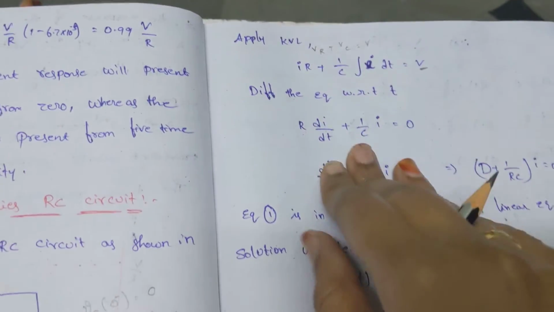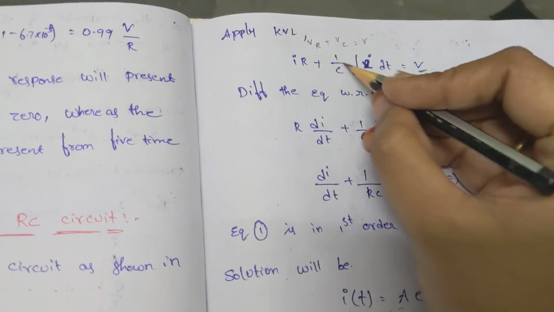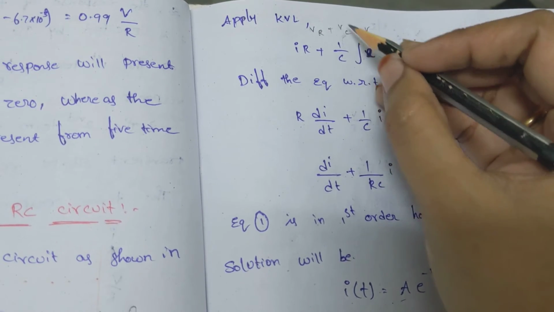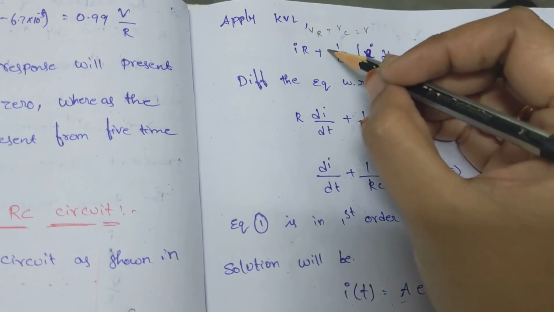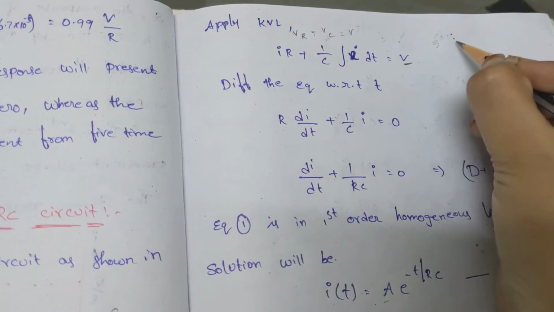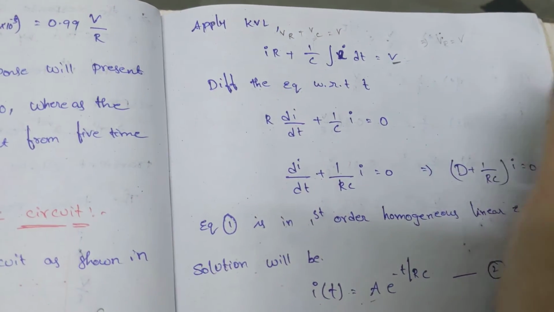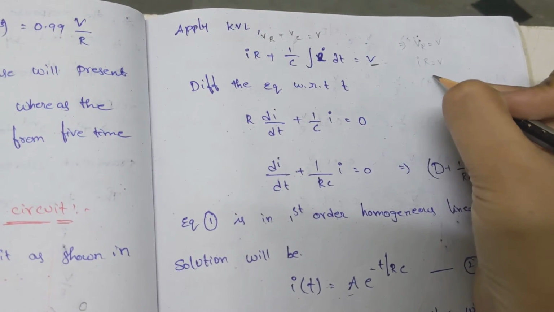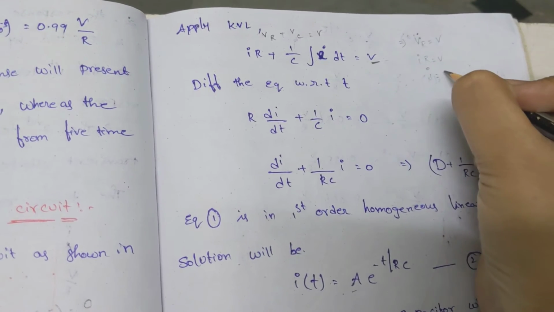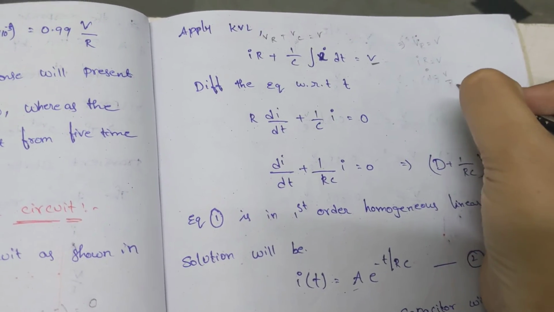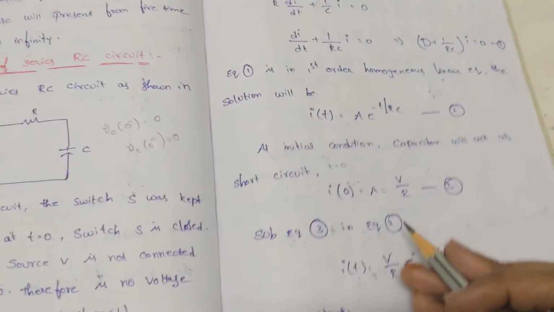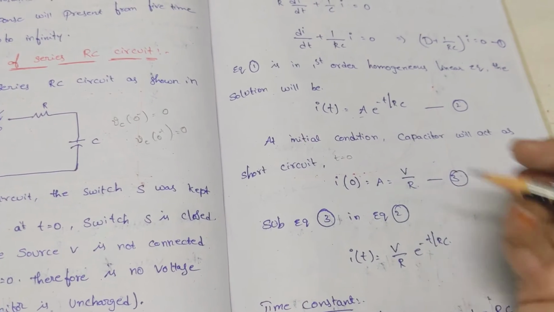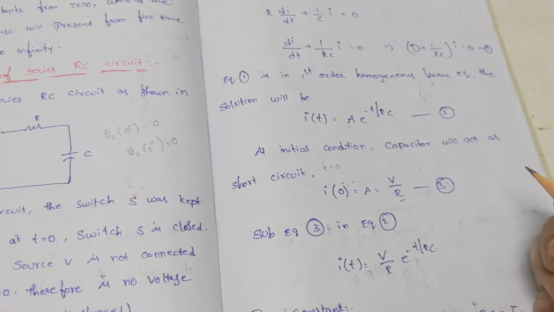Here in this term, Vc equals 0, not I equals 0 initially. Vc equals 0, then Vr equals V in the initial conditions, that is IR equals V, so I equals V by R. So instead of getting I of 0 equals 0, we are replacing it with V by R. This is the main point here. Most of the students make the mistake here itself.